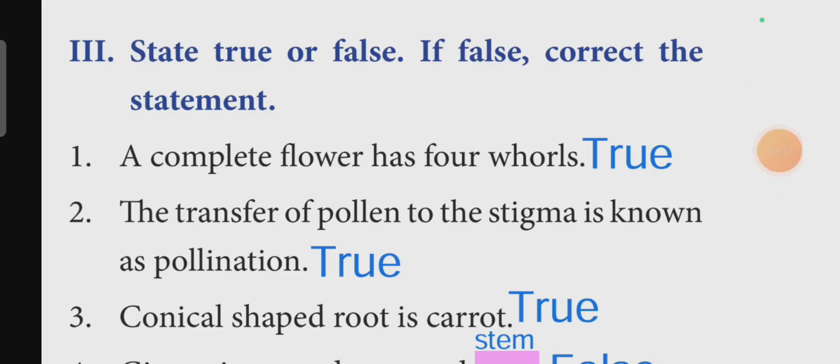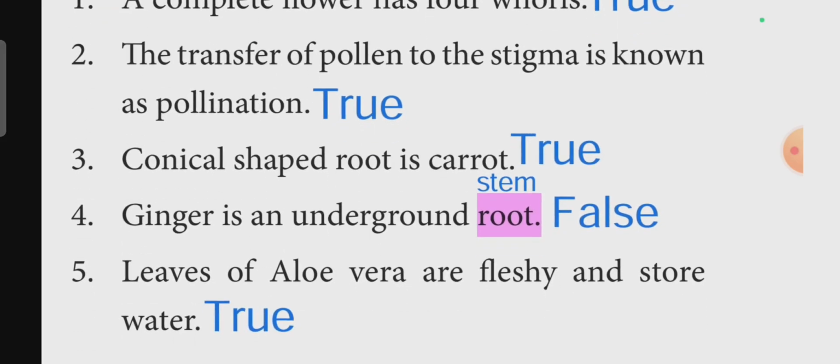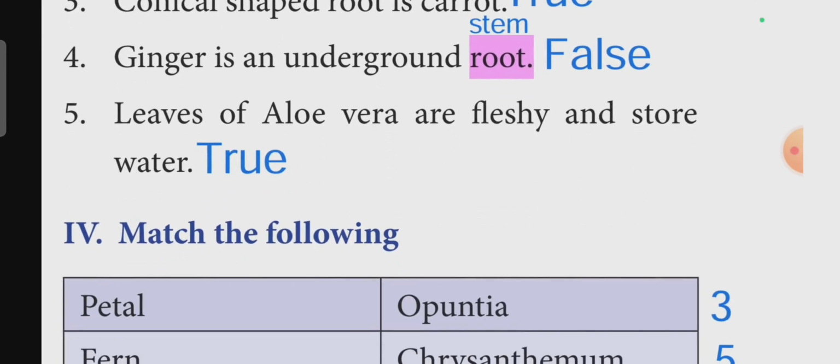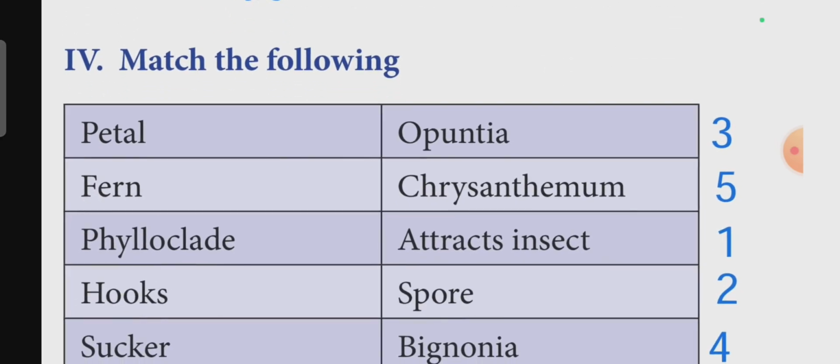State true or false. If false, correct the statement. First one, a complete flower has four whorls. True. The transfer of pollen to the stigma is known as pollination. True. Conical shaped root is carrot. True. Ginger is an underground root. False. Ginger is an underground stem. This is the correct statement. Leaves of aloe vera are fleshy and store water. True. Match the following.